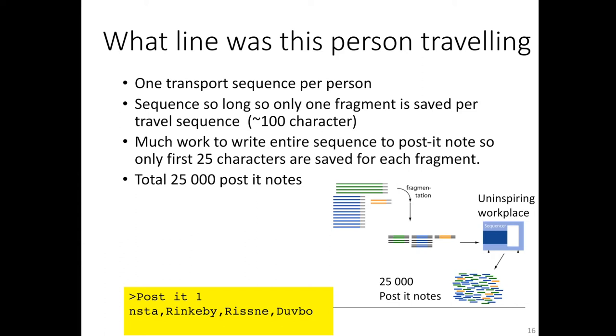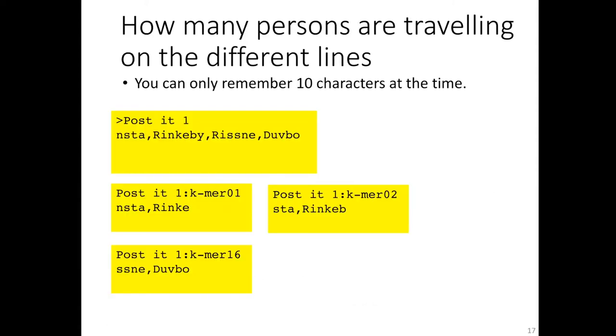There's one more catch here before we start the game, and that is that you can only remember 10 characters at a time. So you can't look at the entire information here, but you can only look at a k-mer of 10. If you look at post-it one, the first k-mer is going to be Nsta Rinke, and then it's going to be Sta Rinkeb, and so on, until the last one, which is going to be SSNE Dubo.